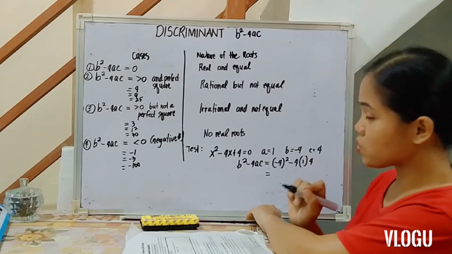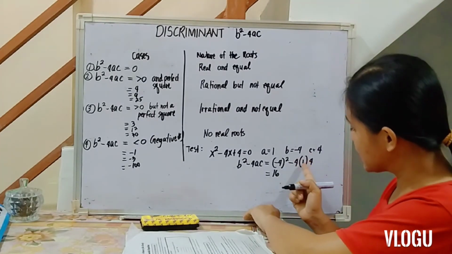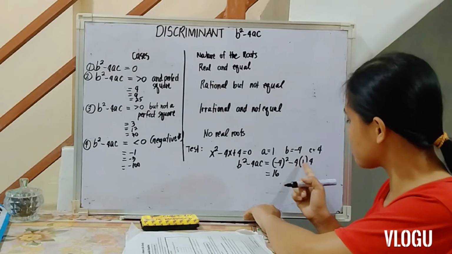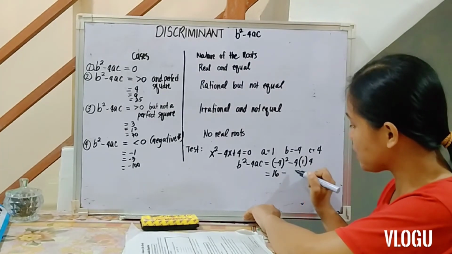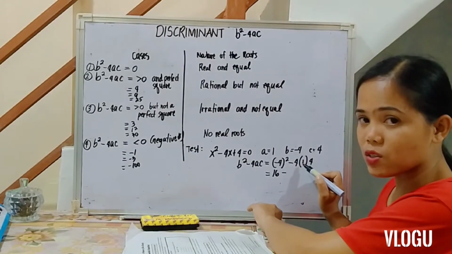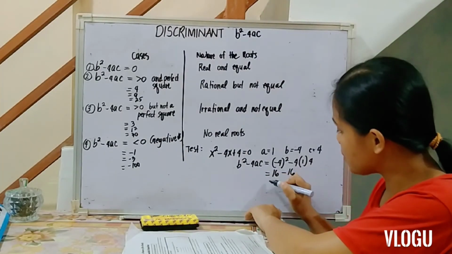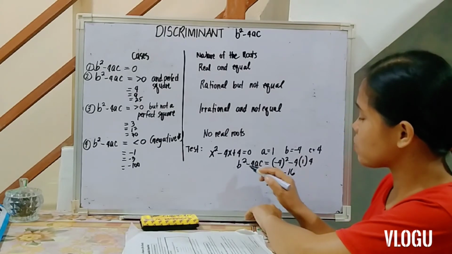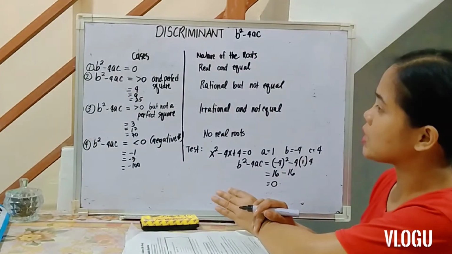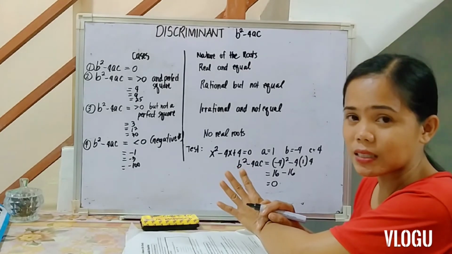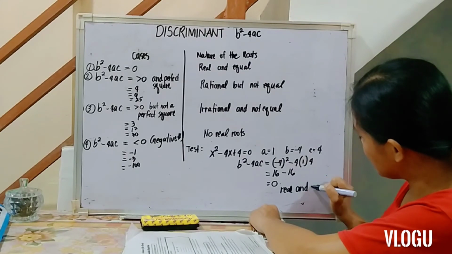So negative 4 squared is 16. Then negative times positive is a negative answer, and the negative answer times another positive still gives a negative answer. So minus: 4 times 1 is 4, times 4 you will get 16. So 16 minus 16 is equal to 0. Since b squared minus 4ac results to 0, the nature of the roots of our equation is case number 1. Therefore, we say that the roots are real and equal.